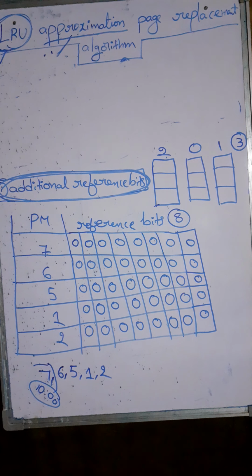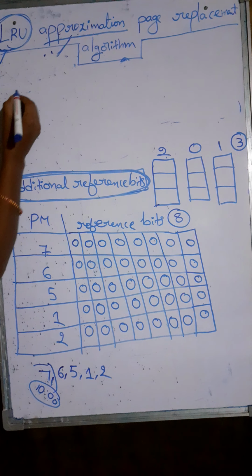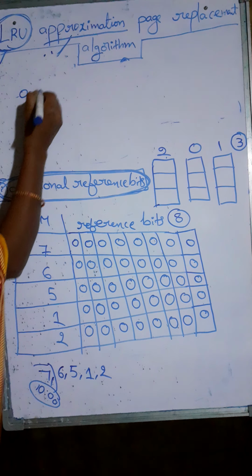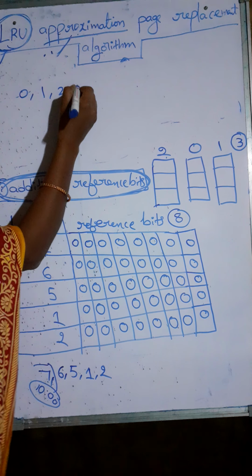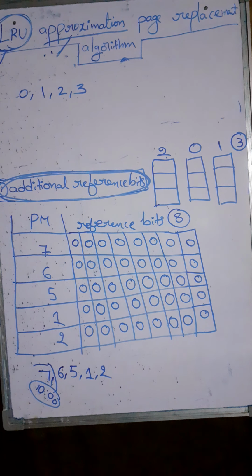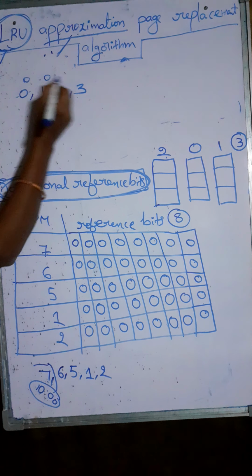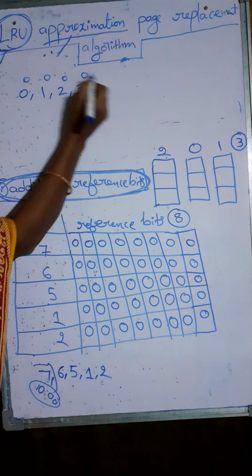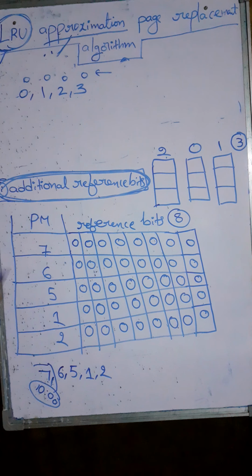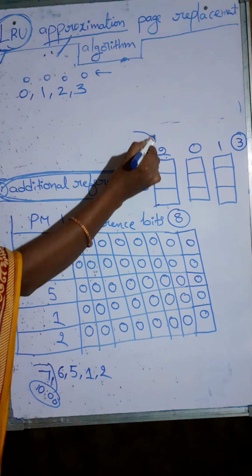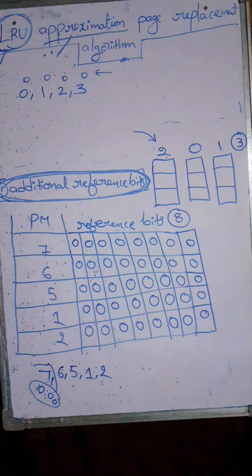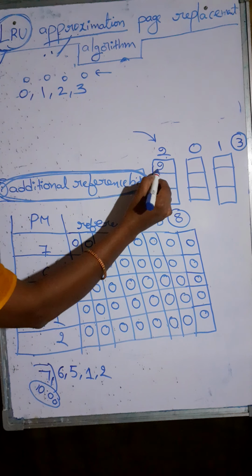First we should understand what is a reference bit. Let us assume that I have some pages 0, 1, 2, 3. These are the pages. Initially for all the pages, reference bits are set to 0. What are the reference bits? Here 0 are the reference bits for all the pages. Let us assume that after some time page number 2 is asked by the CPU. So now page number 2 is entered into the primary memory.